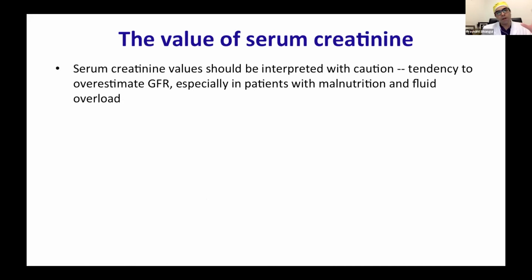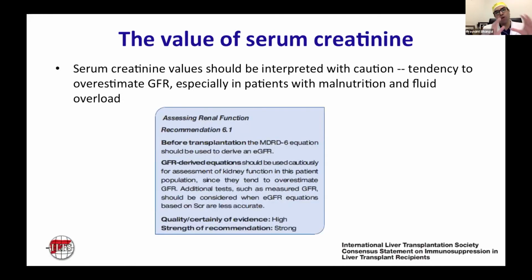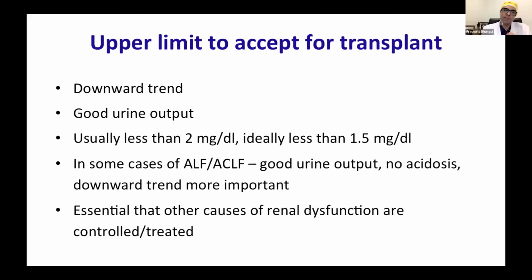what is the limit at which you will take them for a transplant? I think one important thing to realize here is that it has always been said that serum creatinine is not a great marker in these patients sometimes. It has a tendency to overestimate GFR, especially in patients with malnutrition and fluid overload. But all said and done, MDRD6 is probably the best formula to use for eGFR in these patients. And what would I accept? I would accept, if there is a downward trend and a good urine output, usually less than 2 milligram per deciliter of serum creatinine, ideally less than 1.5.